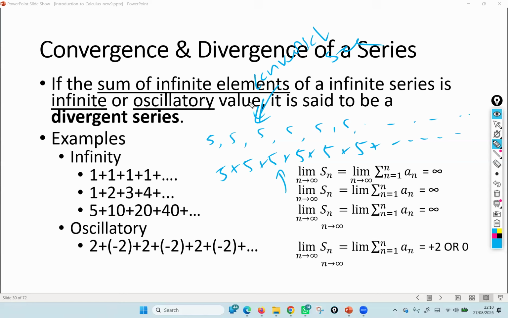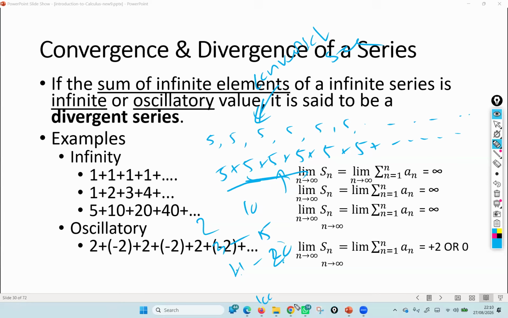Divergent. Why? Because the summation of the infinite terms is also infinite. Yes, that's it. Because the sum of two terms is 10, the sum of three terms is 15, the sum of four terms is 20. There is a pattern appearing. Then the sum of 100 terms must be bigger than 100. The sum of 1000 terms must be bigger than 1000. Then the sum of a trillion terms must be bigger than a trillion.